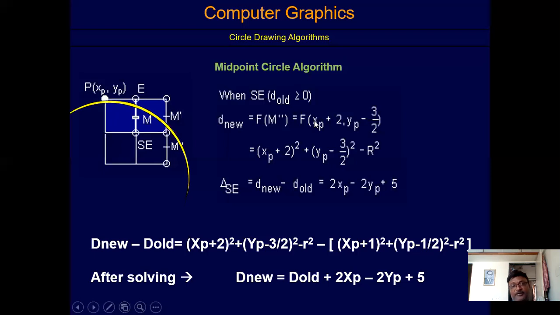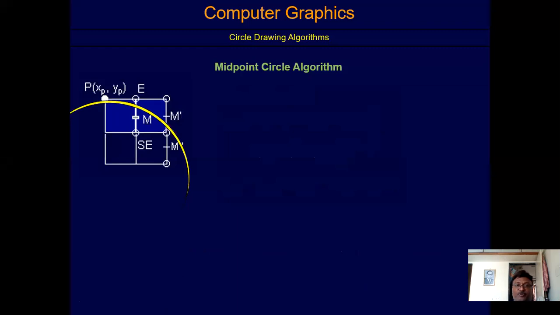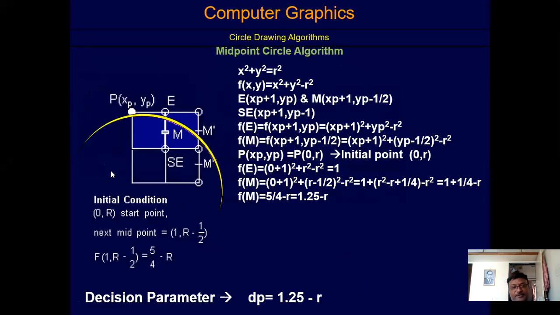that we have calculated. The first decision parameter, what is it? 1.25 minus r. See, this 1.25 minus r is my first decision parameter. How did I calculate this first decision parameter? From the simple equation of the circle that I have got.